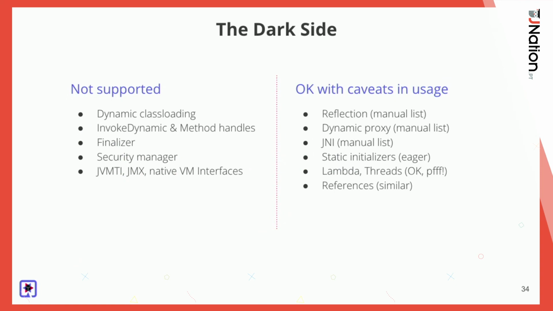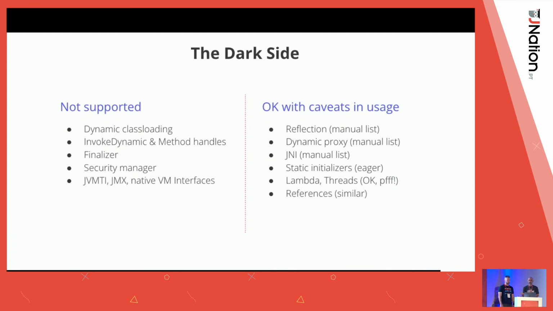Now, there are a number of things that are a bit different when you're running on native image. For instance, you have a number of things that are not supported, such as dynamic class loading. So as I said, everything that is not noticed at build time is going to be dead code eliminated. So you can't really load classes dynamically at runtime. But this is something that we avoid anyway with Quarkus. Well, you don't have invoke dynamic and method handles, but that's not very important. Security manager is not very important either.